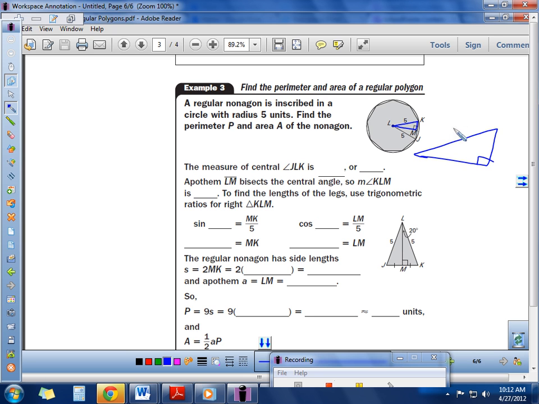So we can label a 5, and we don't know these other pieces. We got to be able to solve for them, find them, using trig. So here we go. First step, let's find this angle. To get this half central angle, we've got to find the whole central angle. How do you find the whole central angle? 360 divided by 9 is 40. But I don't want the whole central angle. I want the half angle. So half of that 40 is 20 degrees. Now I have everything I need.